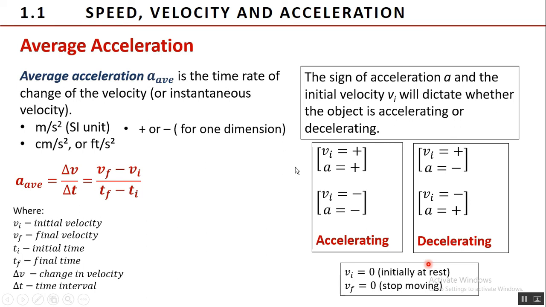Beware! It is a misconception that a negative value of acceleration necessarily means the object is slowing down. If the acceleration and initial velocity are both negative, then the object is speeding up and not slowing down. Another thing to consider is that the initial velocity is 0 when the body is initially at rest, while the final velocity is 0 when the body stops moving.